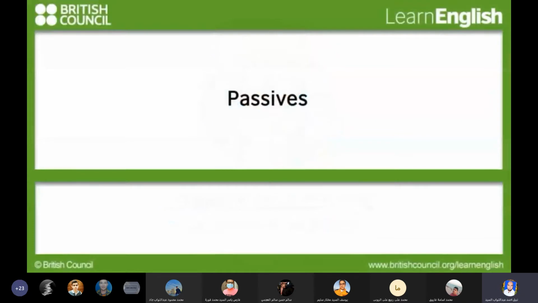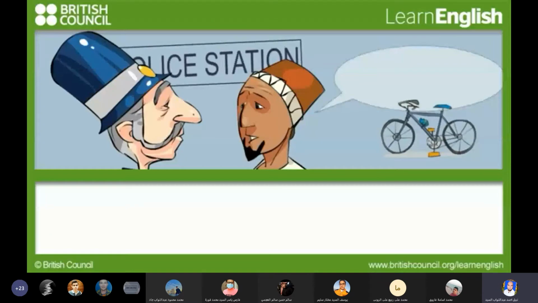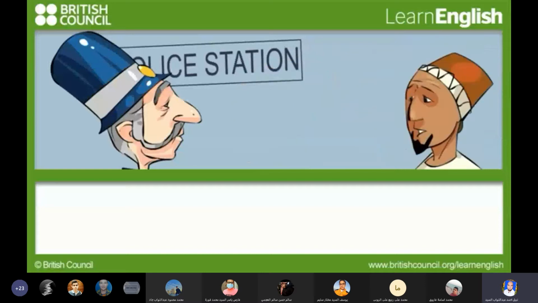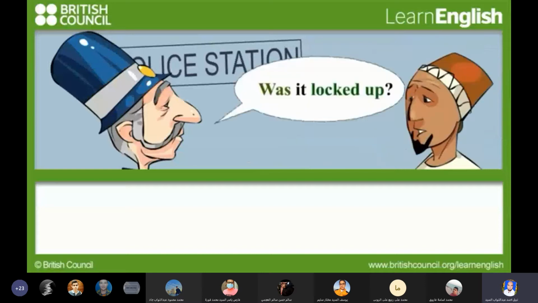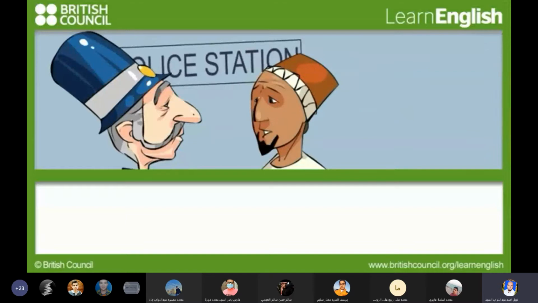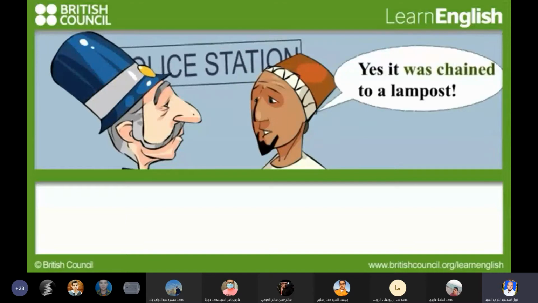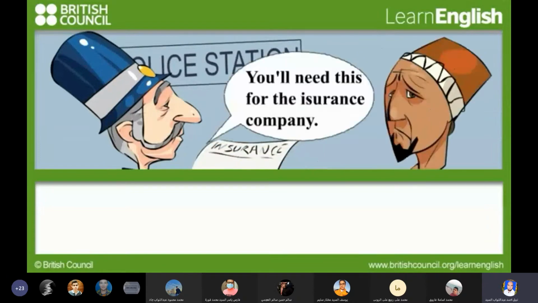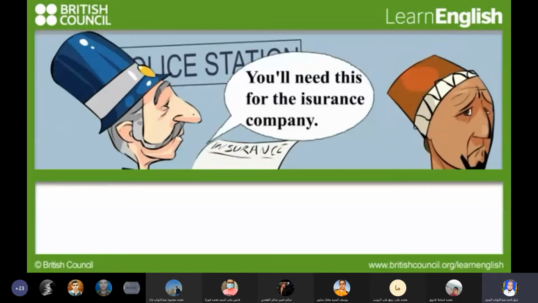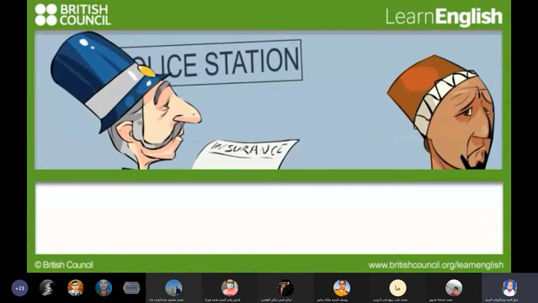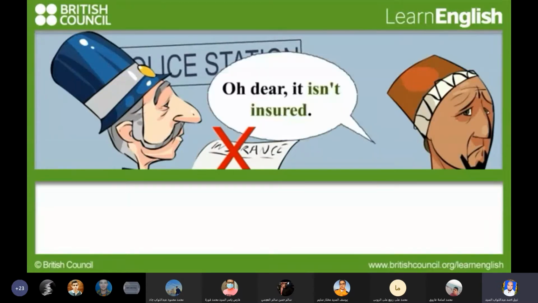Passives. Police station. My bike has been stolen. Was it locked up? Yes. It was chained to a lamppost. You'll need this for the insurance company. Oh dear, it isn't insured.